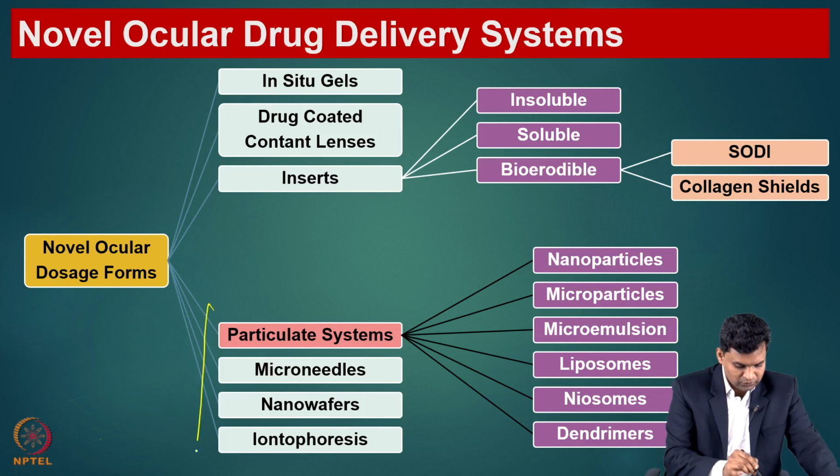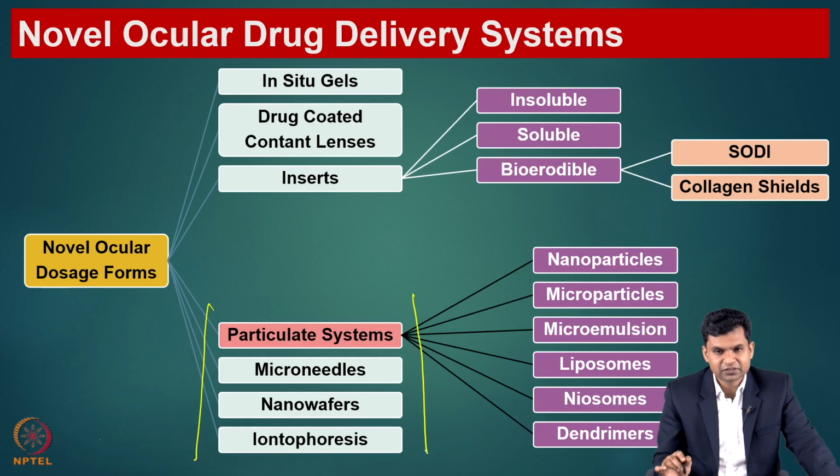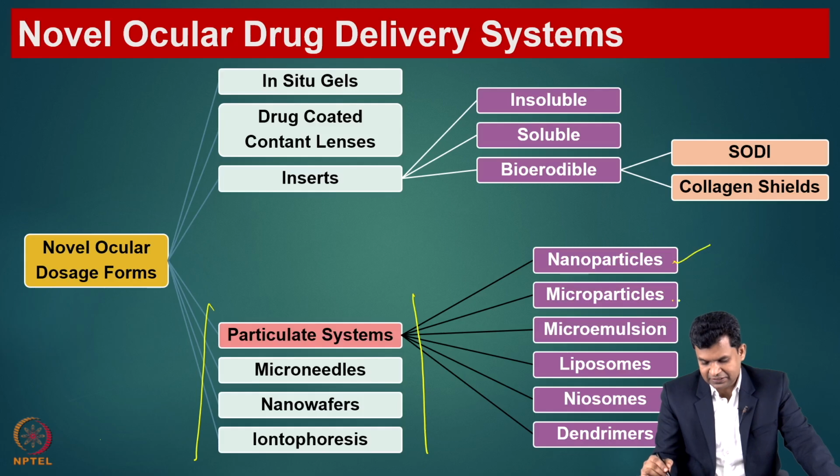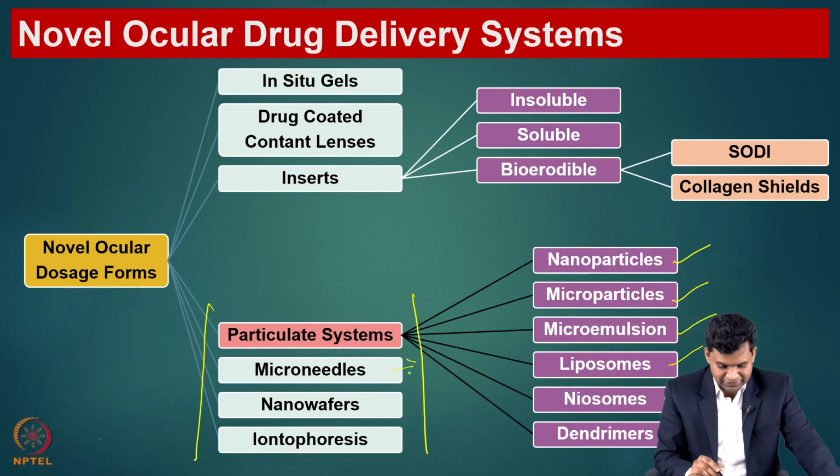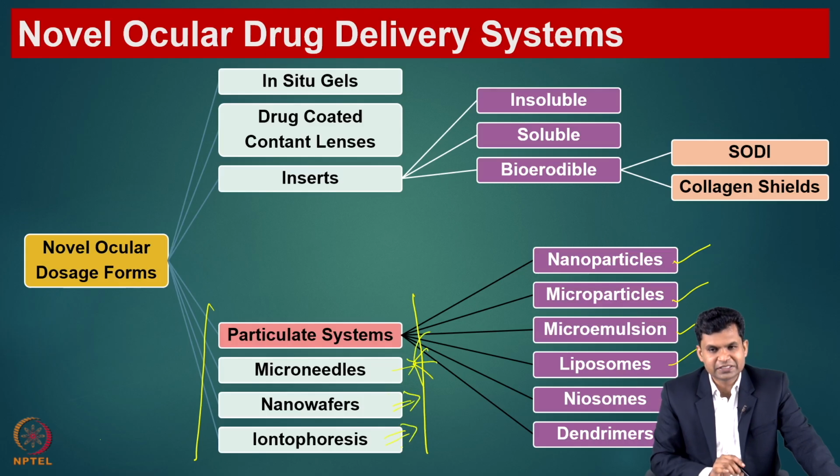So, these four we will see, that is particulate systems. Again it is classified as nanoparticles, microparticles, microemulsions, liposomes, niosomes and dendrimers. And then we will see microneedles, where again we have various types of microneedles. We have nanowafers and then iontophoresis systems.